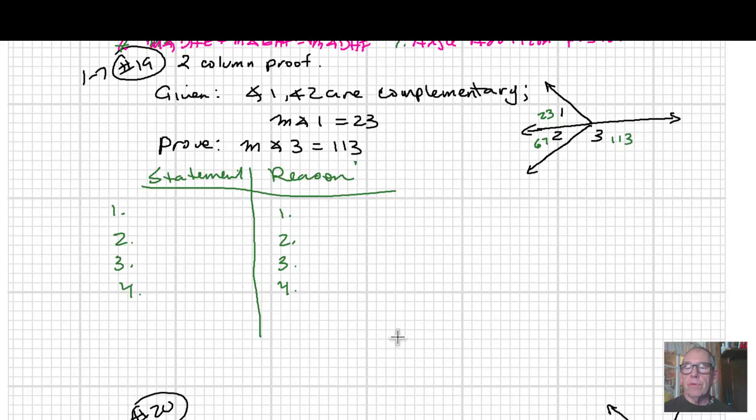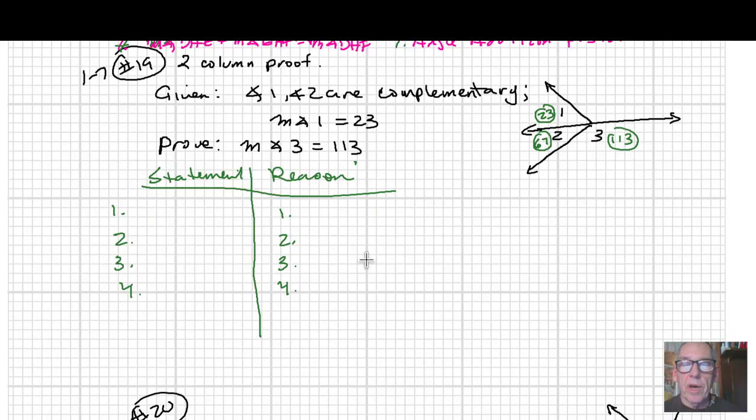So let's, again, kind of recap how this needs to go. Angle 1 and angle 2 complementary. Angle 1 and angle 2's measures make 90. Angle 1 is 23, which means angle 2 must be 67. Angle 2 and angle 3 are a linear pair, which means measures of angle 2 and angle 3 are 180. And then 180 take away 67 leaves measure of angle 3 equal to 113. So that's pretty much the order that I think this proof is going to go in.